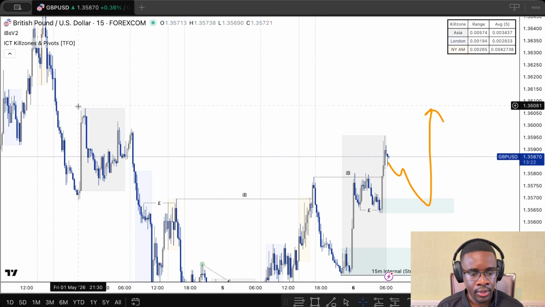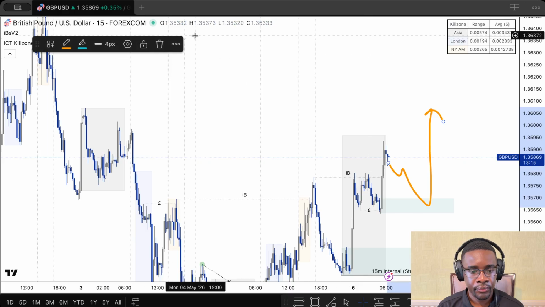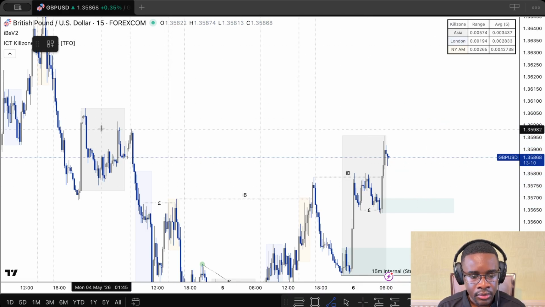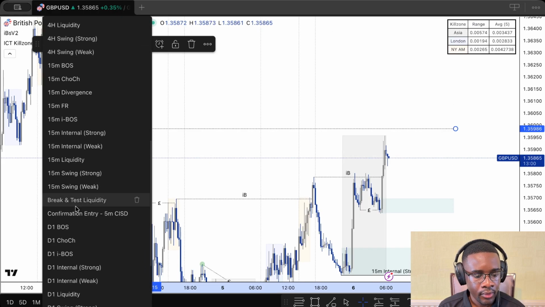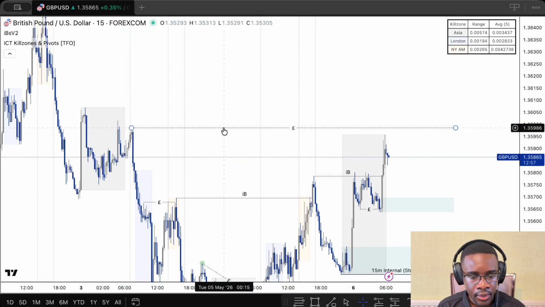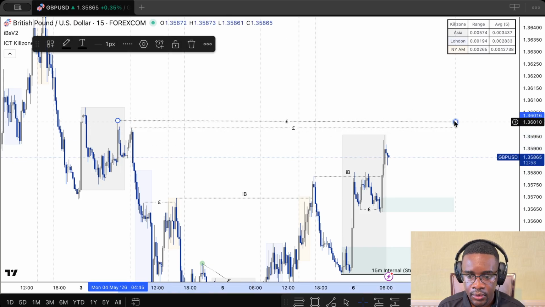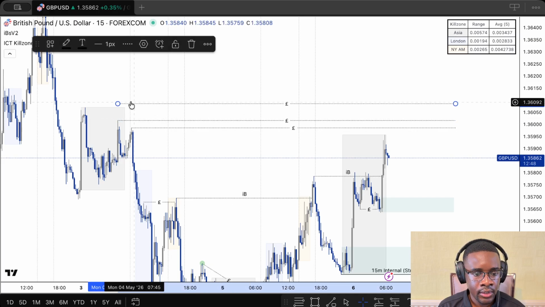Or it could start by sweeping those areas and then coming back down and then continuing up. So those are my trade ideas really. This is what I'll be looking at today. So we do have these areas of liquidity. So that is a lot of liquidity resting here.